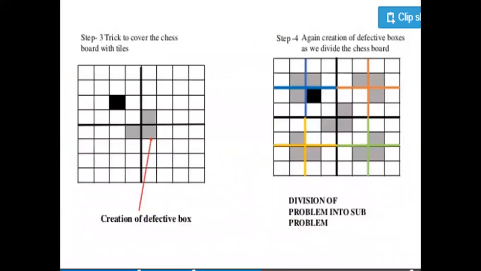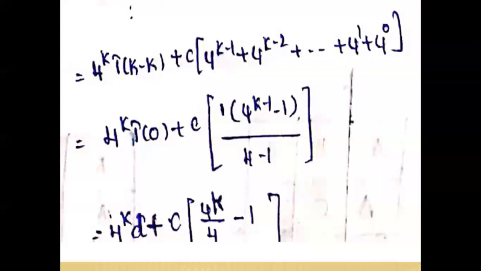So the time complexity for any problem is 4 power k. Here we are using 4 power c into 4 power k minus 1 minus 1. Totally, the time complexity by using big O notation is big O of 4 power k. Suppose we are using n instead of k, it is big O of 4 power k or big O of 4 power n.